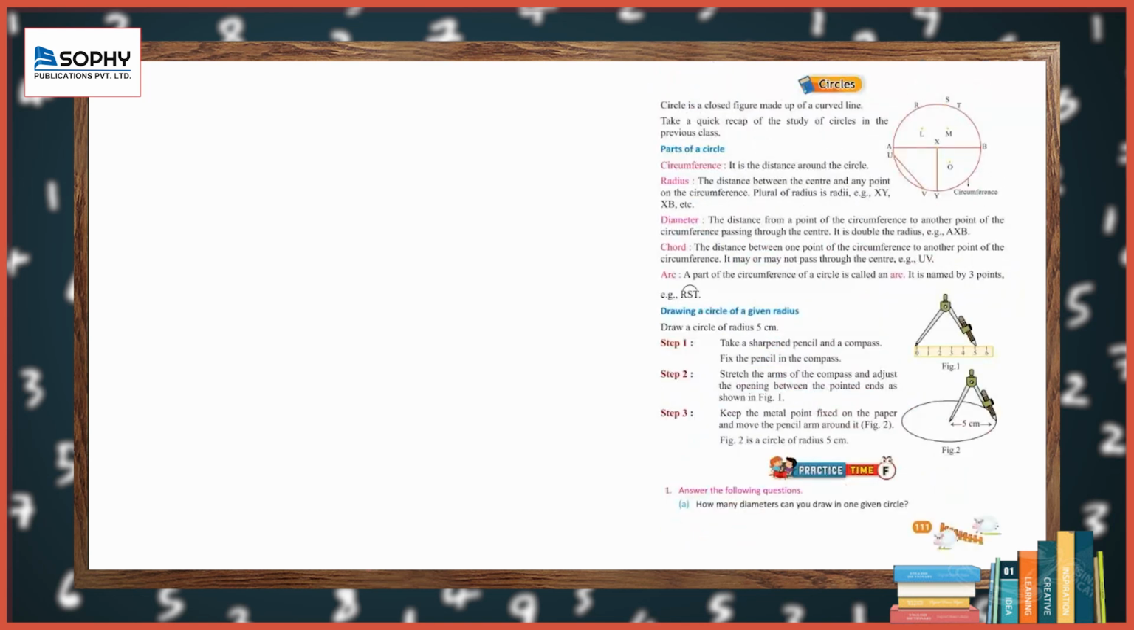Next is circles. A circle is a closed figure made up of curved lines. Take a quick recap of the study of circles in the previous class. Now let's look at the parts of a circle. Circumference is the distance around the circle. Radius is the distance between the center and any point on the circumference.